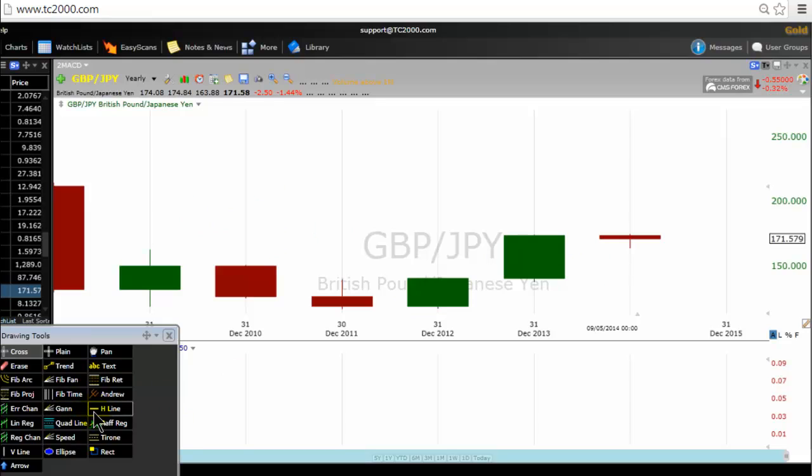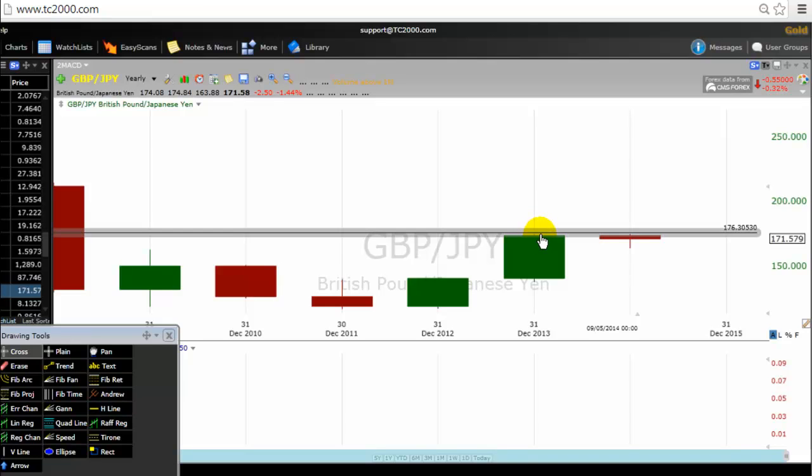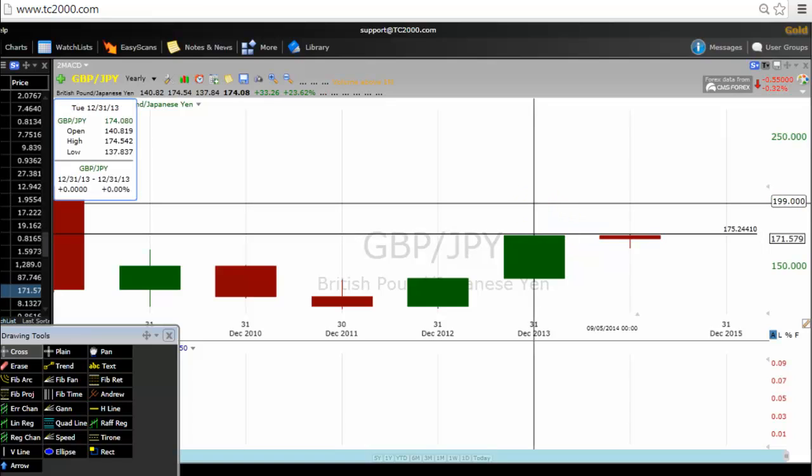Now, we talk about the definition of the uptrend and the downtrend for the pound yen. Let's get started. We see that on the yearly chart, the price is below the high of last year. The high of last year is at 174.54.